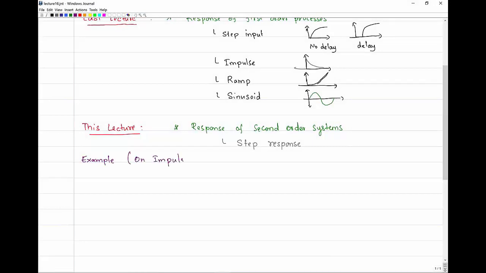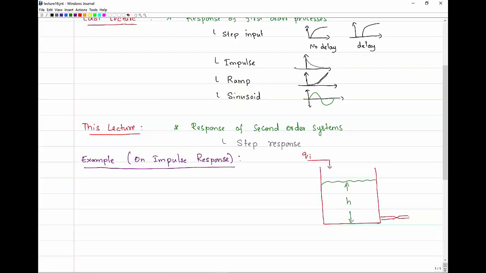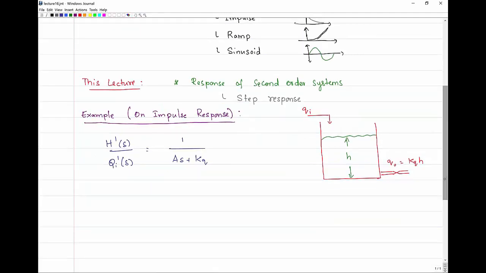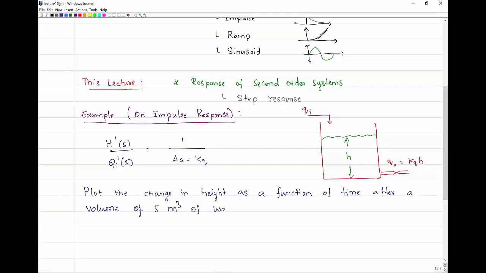So consider a simple tank with an inlet flow rate Qi, and exit flow rate Q0 that's proportional to the height in the tank. The corresponding transfer function between the height in the tank and the inlet flow rate is 1 over As plus Kq, where Kq is the coefficient that relates the height to the exit flow rate. The goal of this exercise is to plot the change in height as a function of time when a volume of 5 meter cubes of water is instantaneously dumped in the tank.